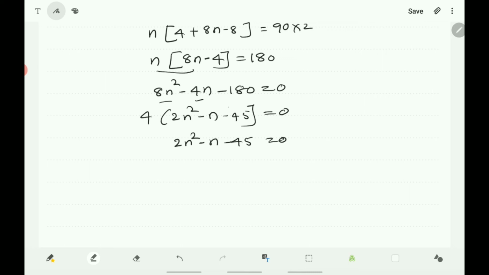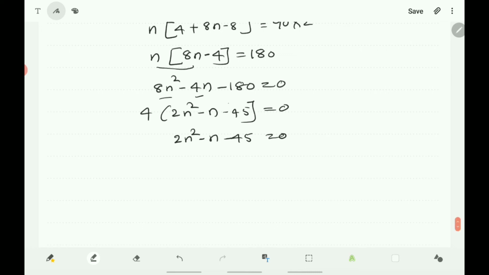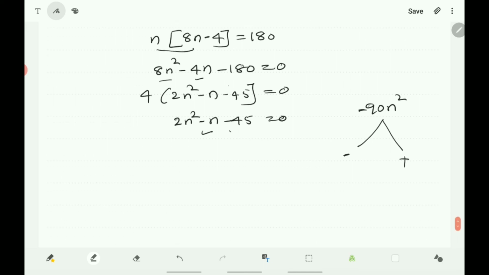Now by using the sum and the product, you split the middle term of this equation, and then you factorize it. That is, 2 times 45 is 90 n square, that is minus 90 n square. Here the sum is minus 1, that is negative, and you know that 10 nines are 90, that is 10n and 9n. So it becomes 2n square minus 10n plus 9n minus 45 is equal to 0.